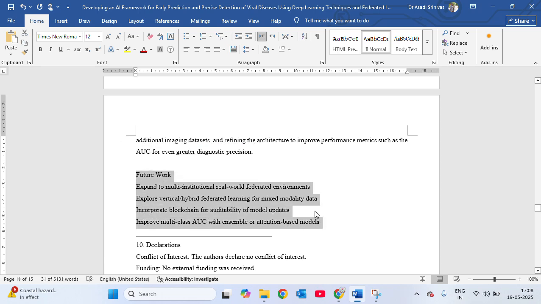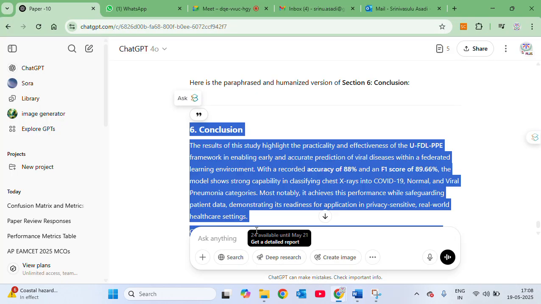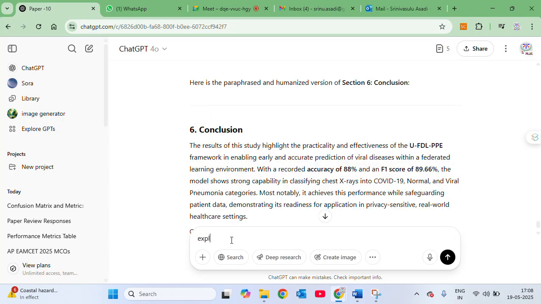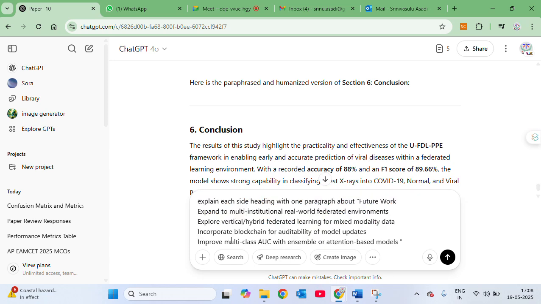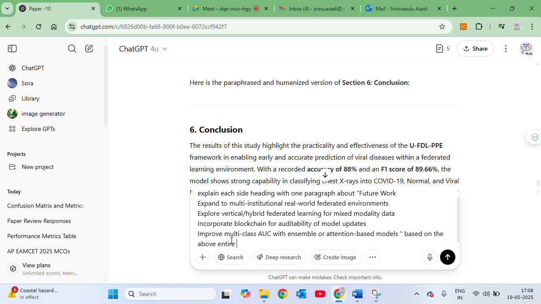Okay, now explain each side heading with one paragraph based on the above entire research data.